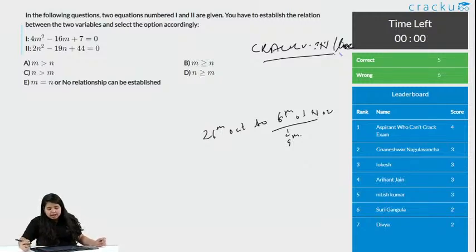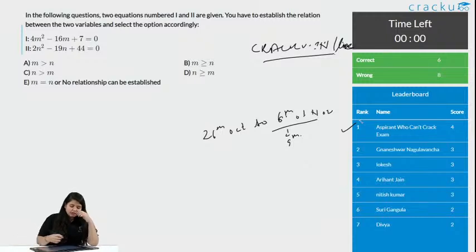5 people got this correct and 6 wrong. Okay, 8 people got this wrong. Aspirant Who Can't Crack Exam is leading with a score of 4. Chalo, let us see what the solution for this is.